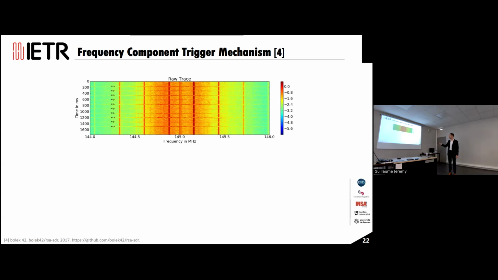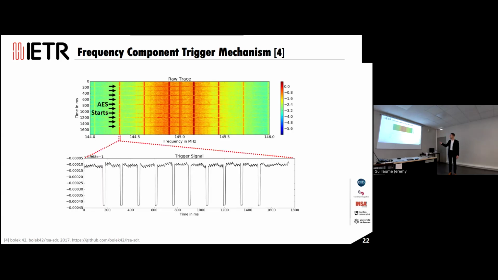For example, here we can observe the signal from the victim. We have the frequency on the x-axis and the time on the y-axis. And in this signal, we can find a frequency component where we have a signal that changes value each time the victim starts an AES encryption. Then by collecting this frequency component, and by detecting the falling and rising edges, we can use this signal as a trigger signal.